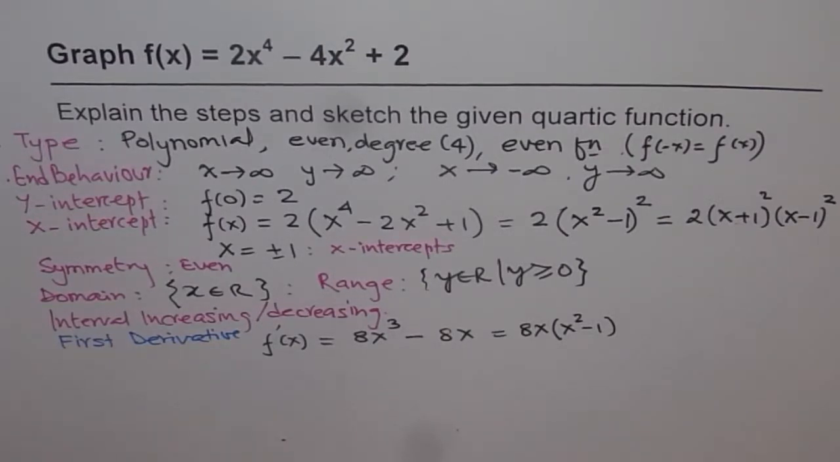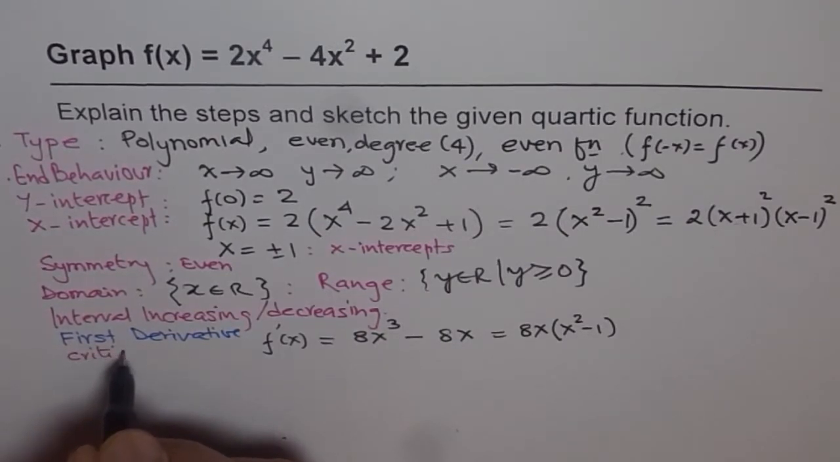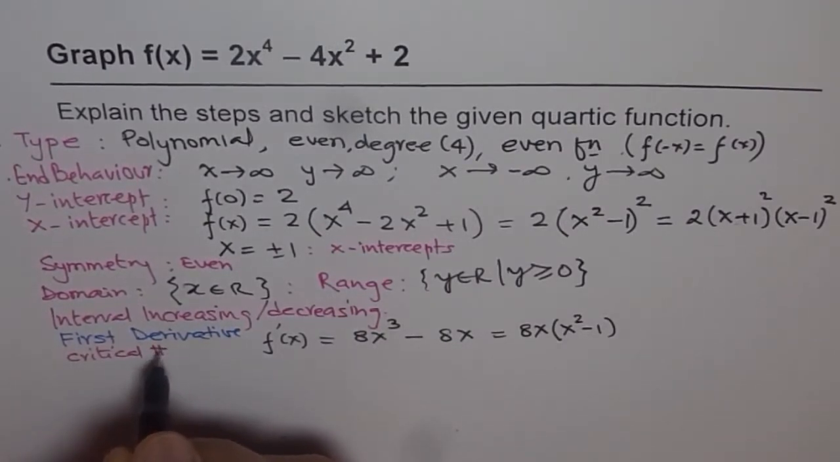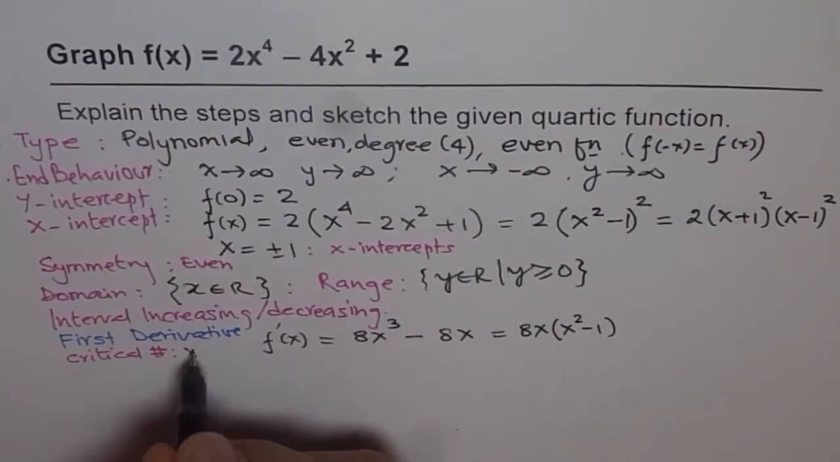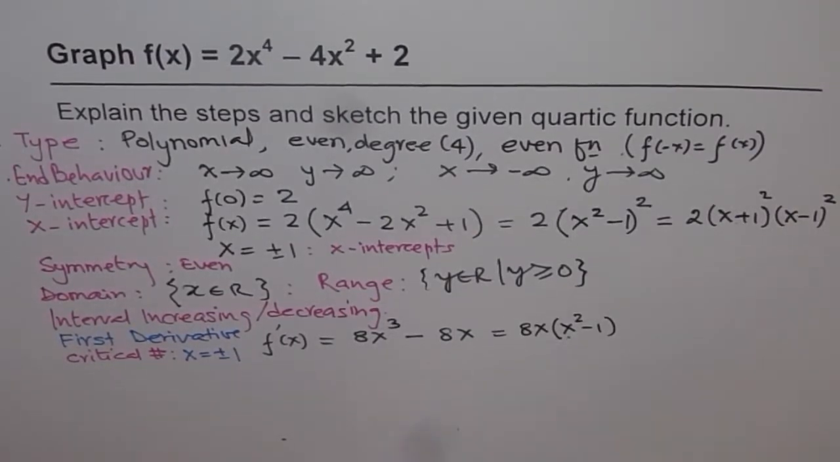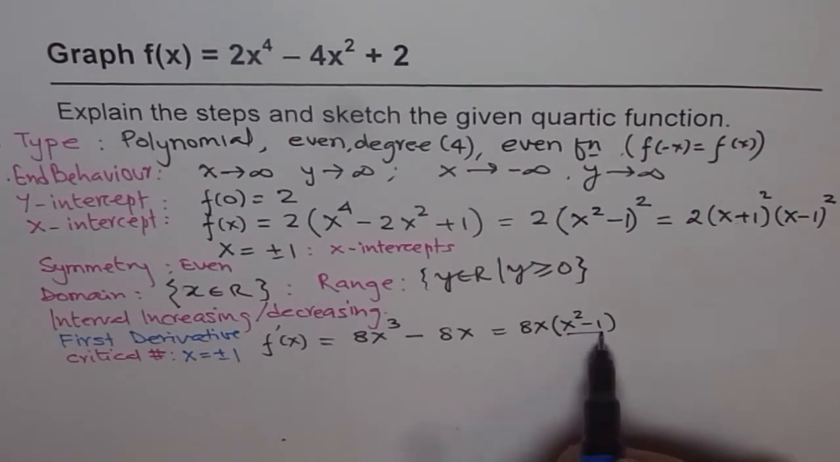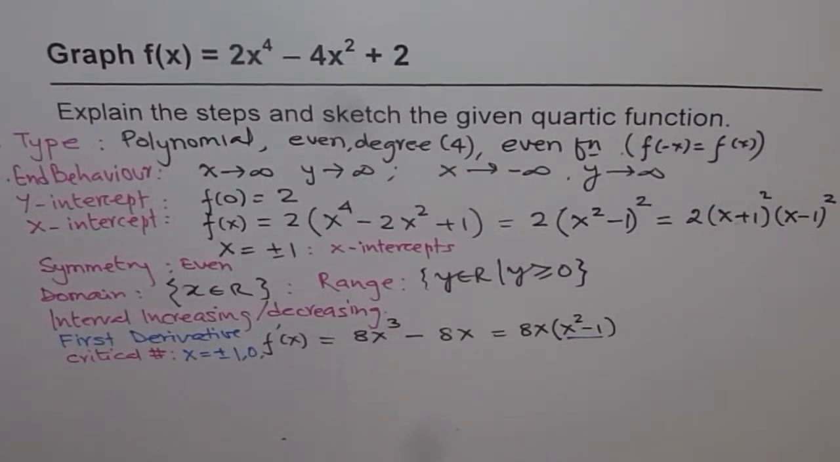So I have critical points, and let me call them critical numbers. Critical numbers are at x = plus/minus 1, right? So they are at x = plus and minus 1. So these are my critical numbers, correct? And then x = 0 as well, right? So there are three critical numbers for this particular case, correct?